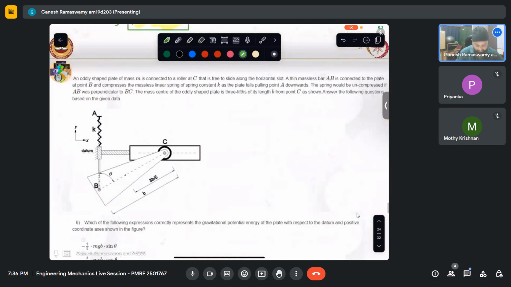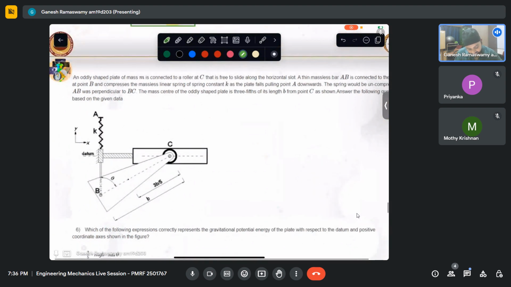Let us look at this problem. What this says is, we have a slot where there is a roller. So this roller can move only like that. And then to that roller, we have an oddly shaped bar that is connected, whose center of gravity is here at a distance of 3b by 5, with the understanding that this whole length is b. So 3/5 of that b is where the center of gravity is coming.